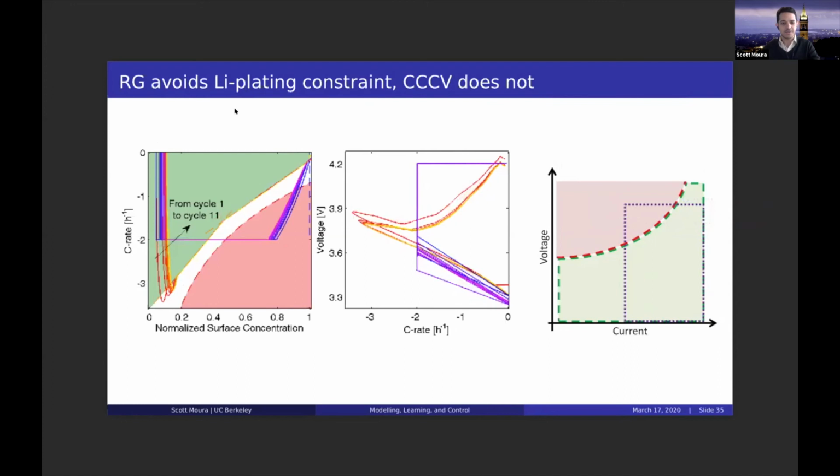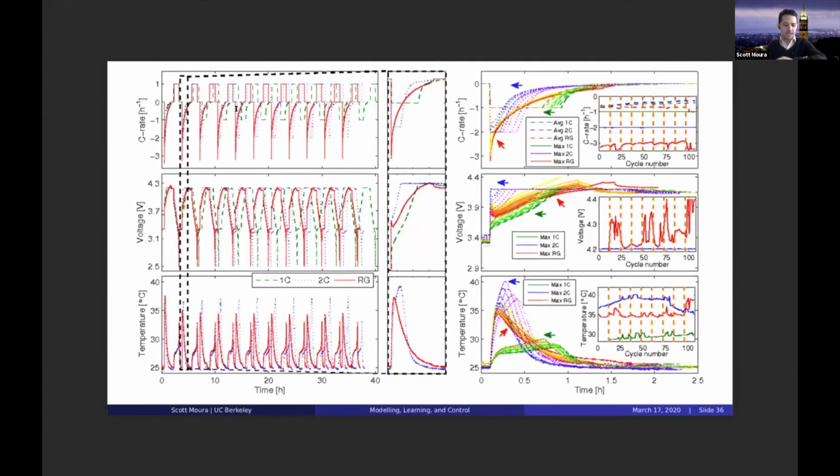Okay, just a few more slides. Now you might be curious, what do these profiles look like? So this slide is quite busy, so let me just highlight a few areas of it. I want to focus your attention at this top plot first, which is showing a zoom of the current.